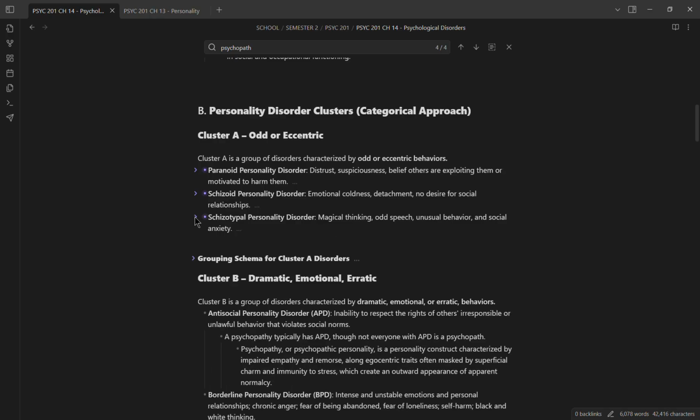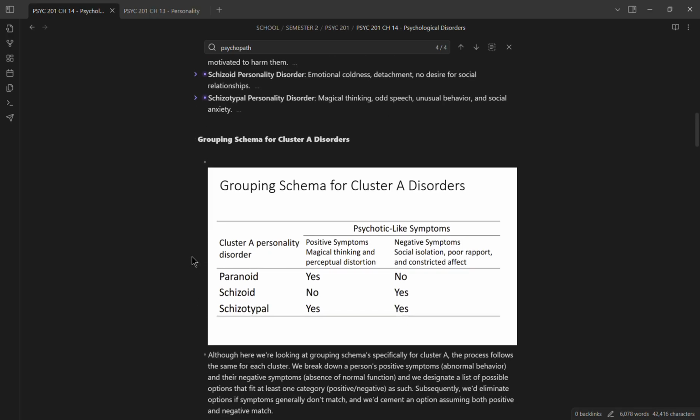That is our cluster A section. Now, just a little thing to look at here. We have a grouping schema for different personality disorders. We're looking at it for cluster A, but it's not specifically for it. Essentially, we break down a person's positive symptoms, their abnormal behaviors, and their negative symptoms, or their absence of normal functioning, and we designate a list of possible options that fit at least one category, positive or negative. Subsequently, we'd eliminate options if symptoms generally don't match, and we'd cement an option assuming both positive and negative match, right? So again, in this example, we looked at some positive symptoms for a person.